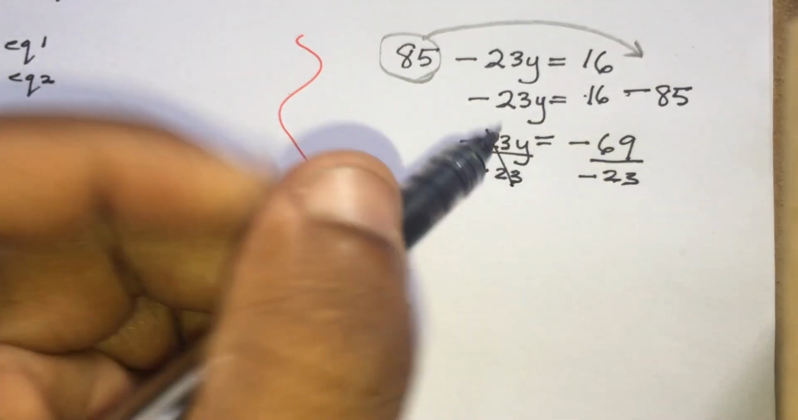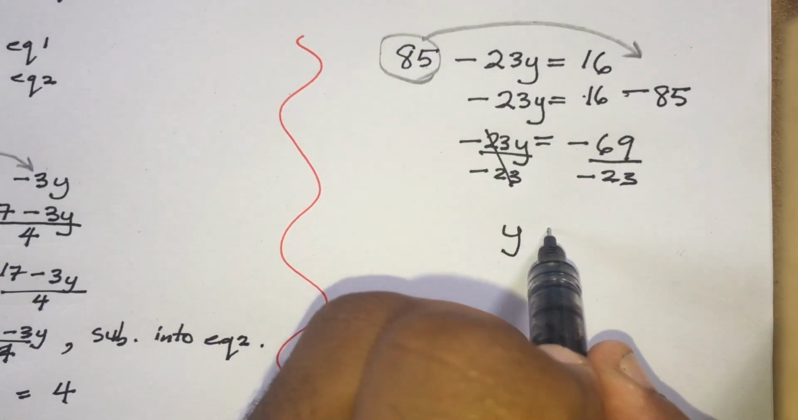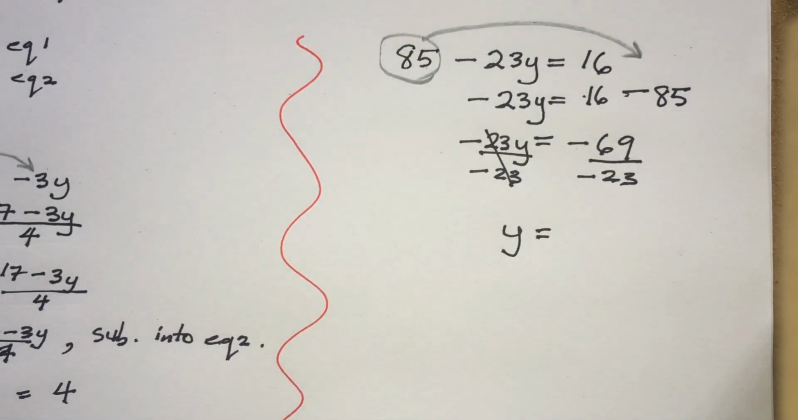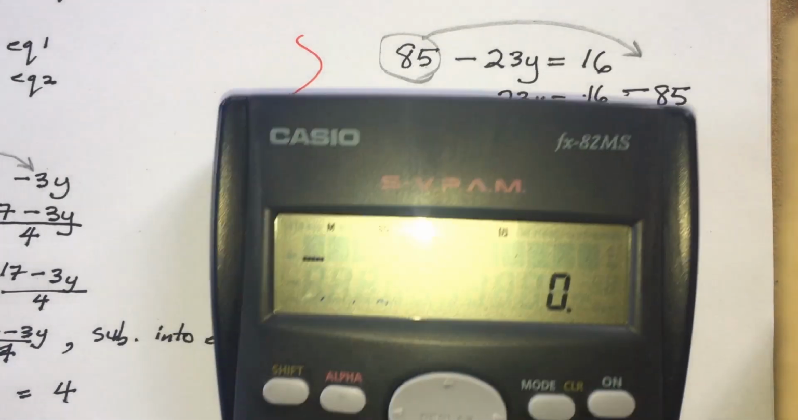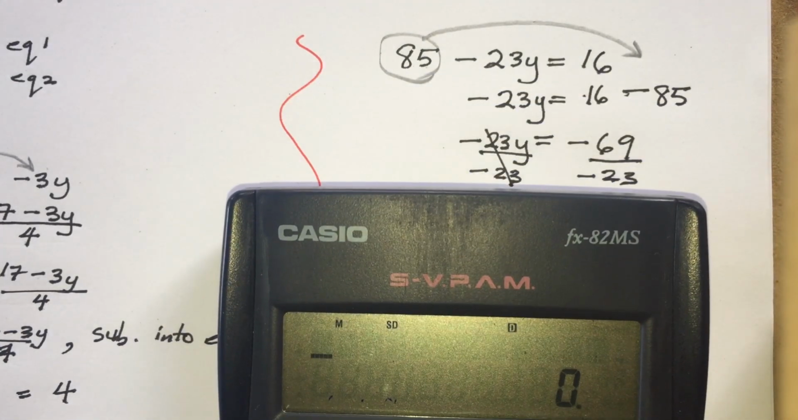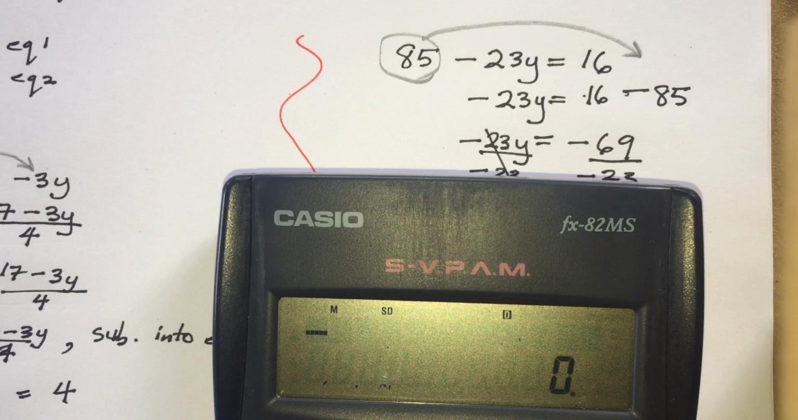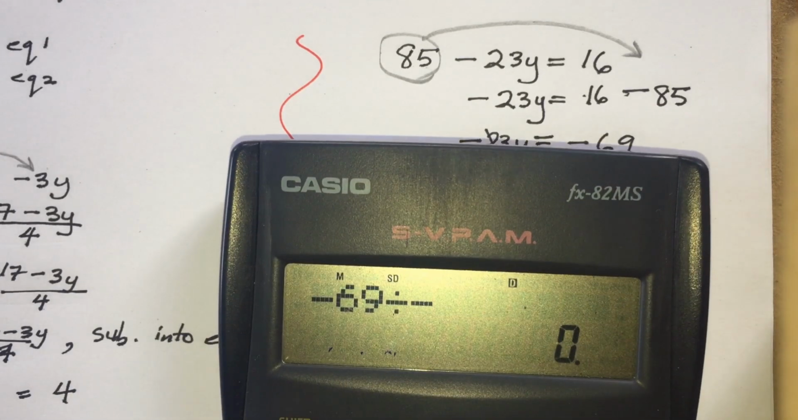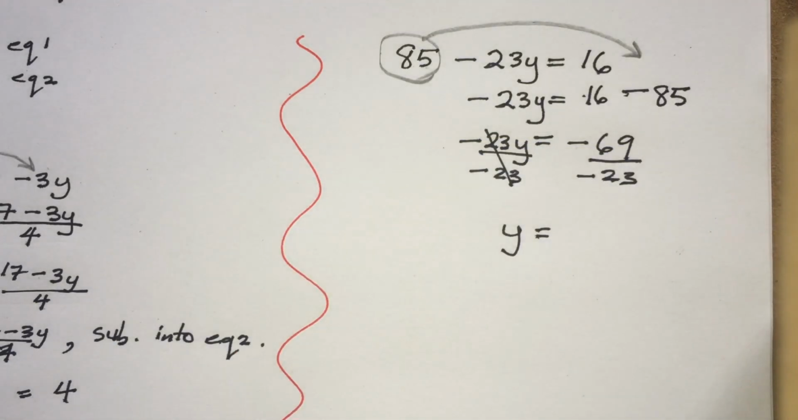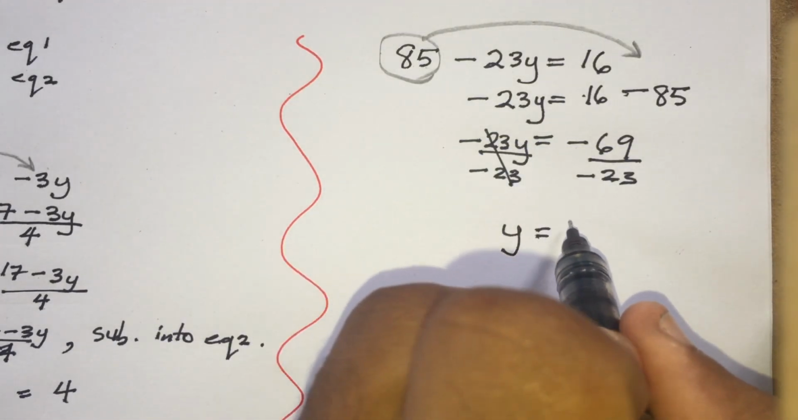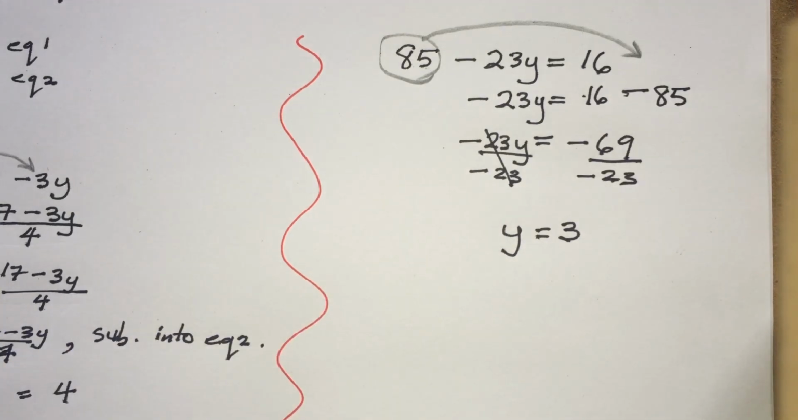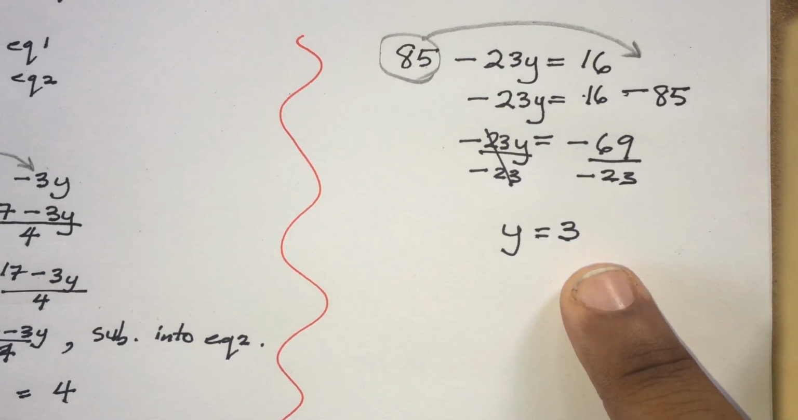So these will cancel, leaving me with just y. And I'm going to put this in my calculator. Negative 69 divided by negative 23. And that gives us a positive 3. So y is equal to 3. Woo! We're almost there. So we know that y has a value of 3.